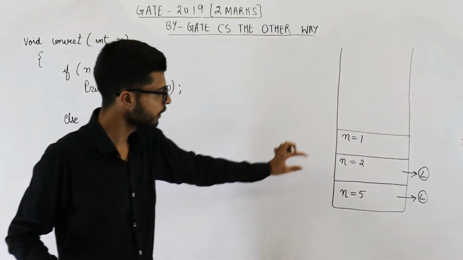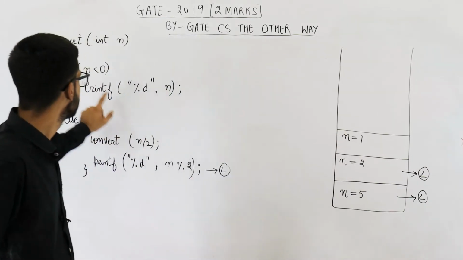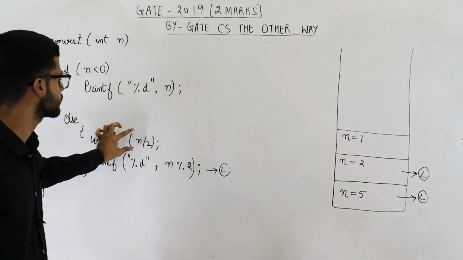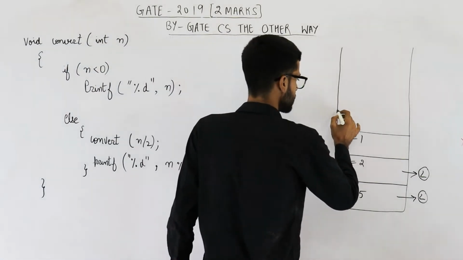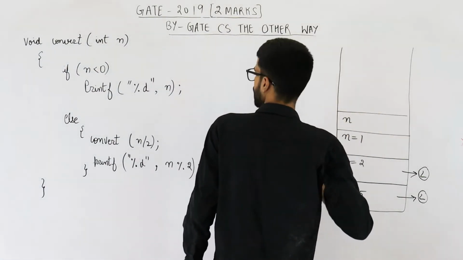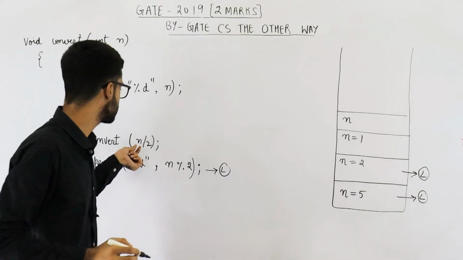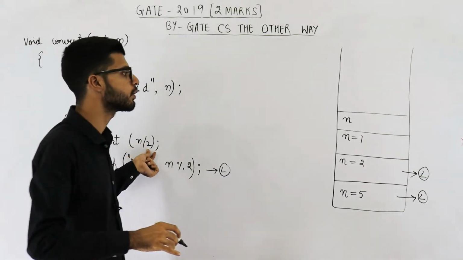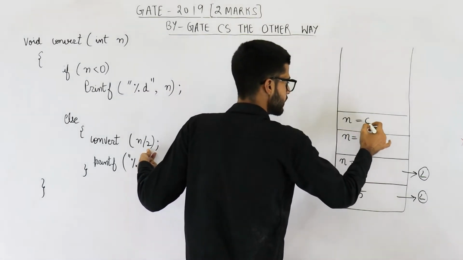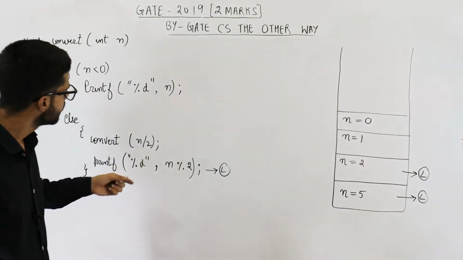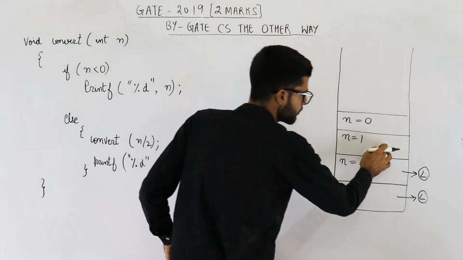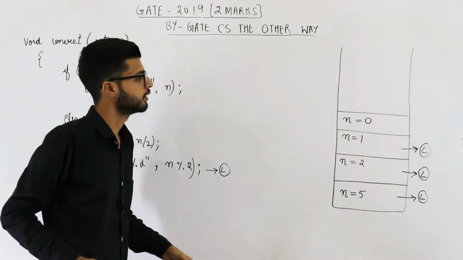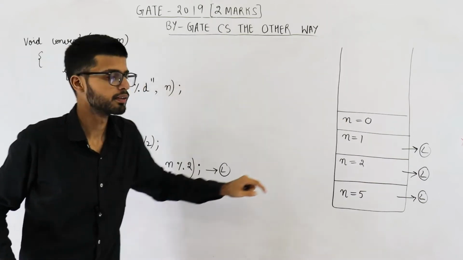Now let's talk about this new call. Is n less than 0? No, it is not less than 0. That means you will again make this function call. So new function is called and the value that we are passing is 1 divided by 2, that is 0.5. But we will take only integer part. So value that is passed is 0. Now after coming back, we have to execute line number L. So I'm writing L.